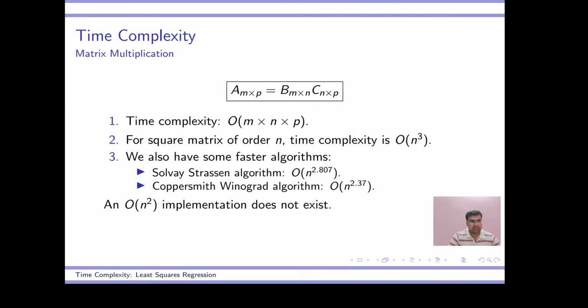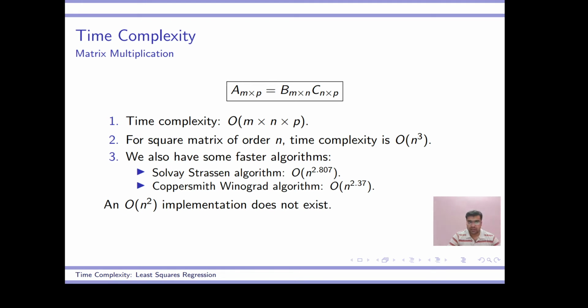Now apart from this naive implementation, we also have some faster implementations. For instance, Solve-Strassen's algorithm is able to multiply two square matrices with a time complexity of order of n to the power 2.807, and as of now the fastest algorithm which is available is the Coppersmith-Winograd algorithm. Why is it so popular? It is popular because it is able to multiply two different matrices with a time complexity of order of n to the power 2.37, right?